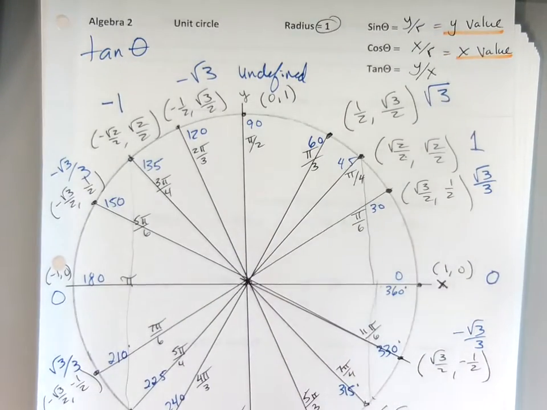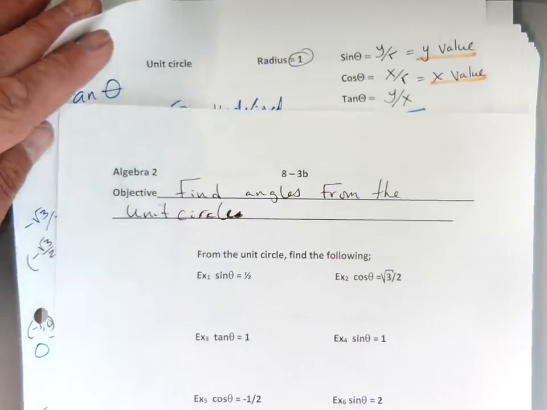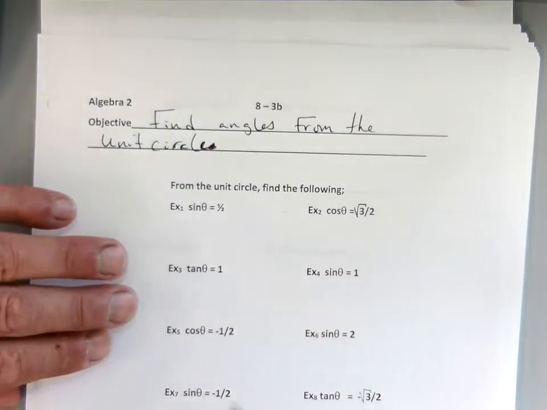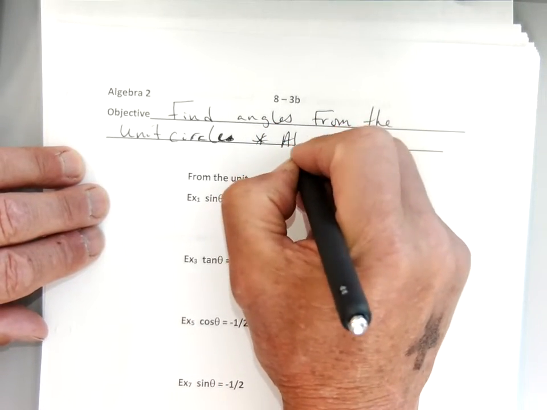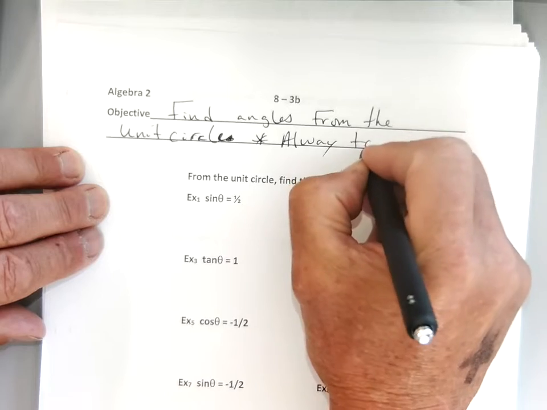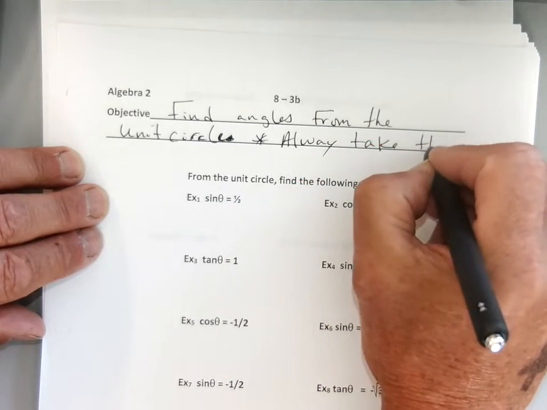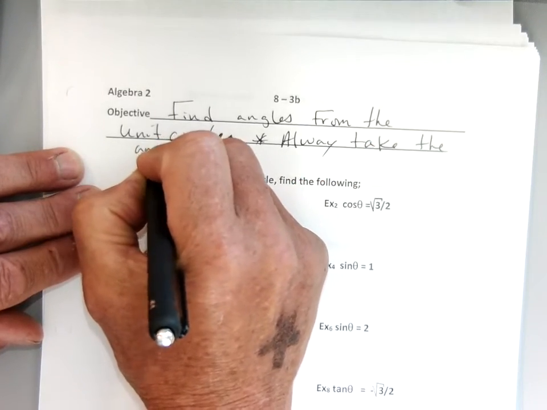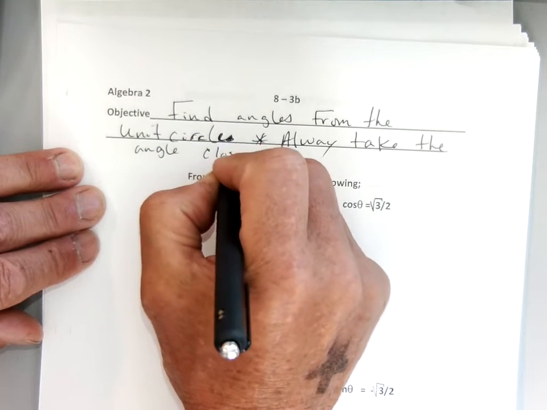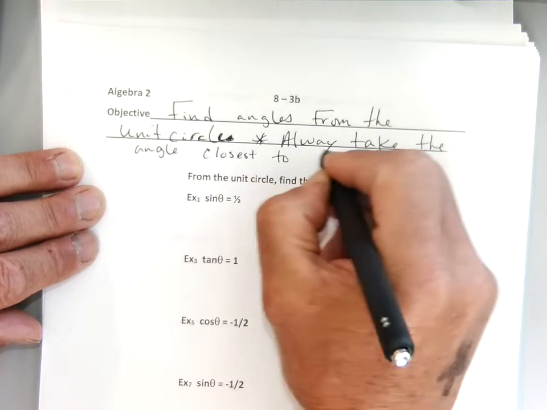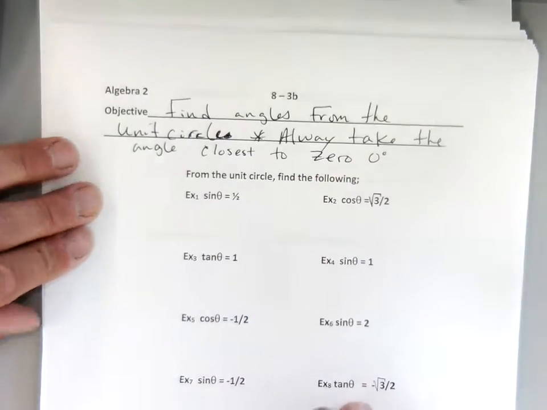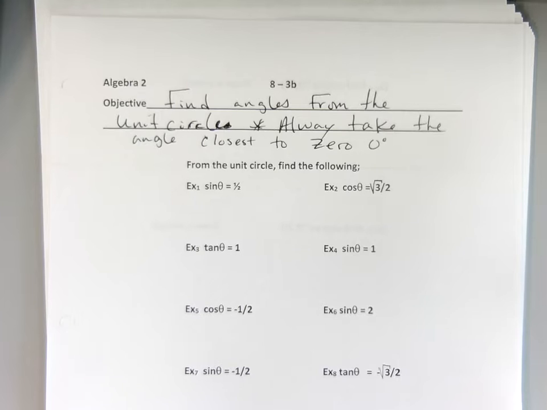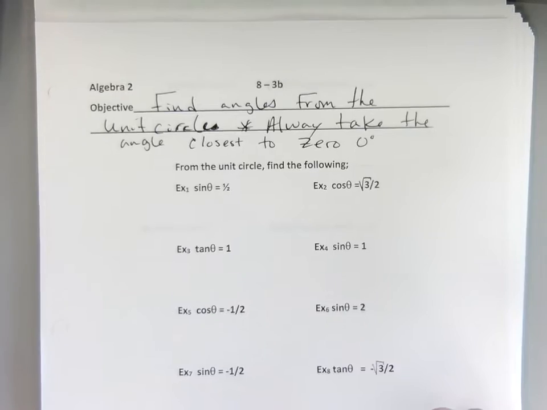So let's take a look, first of all, at our notes, okay? So from the unit circle, find the following. So one of the things we want to add in here is we always take the angle closest to 0 degrees, okay? All right, here's how it works. Actually, not that hard. It really isn't.